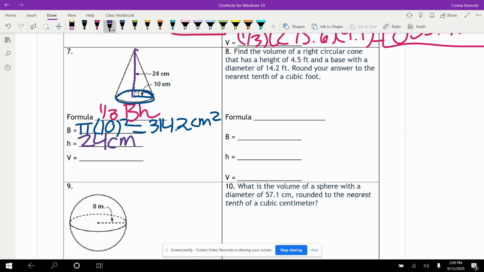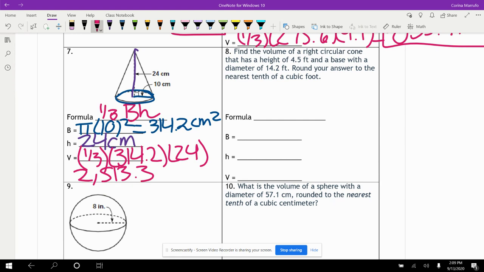Now we're ready to find the volume. It's going to be 1/3 big B, which stands for the area of the base. So 314.2 times 24. I'm going to put that in my calculator, and that gives me 2,513.3 centimeters cubed. All right, we're almost done, so just hang in there with me.